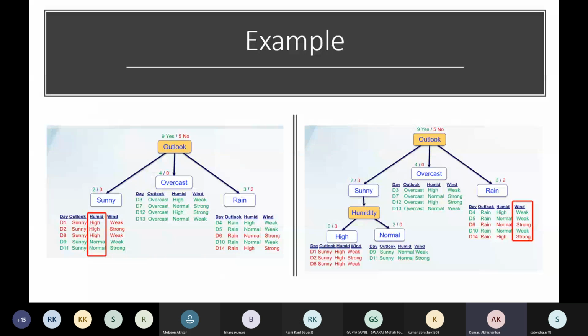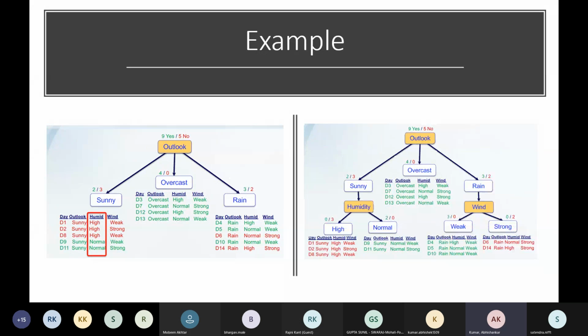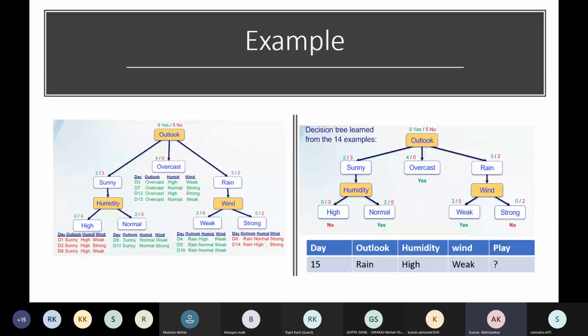Now on the right hand side we have to split based on wind. So wind is weak and strong. Again you can see this is now a leaf node. And this is the whole tree. Can you see now? And the question is ready for an answer now.